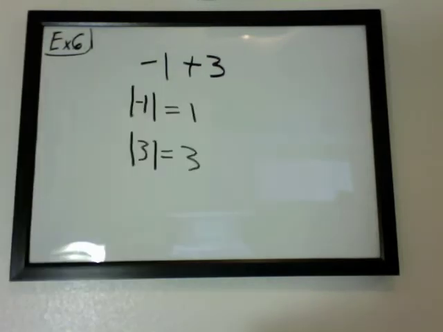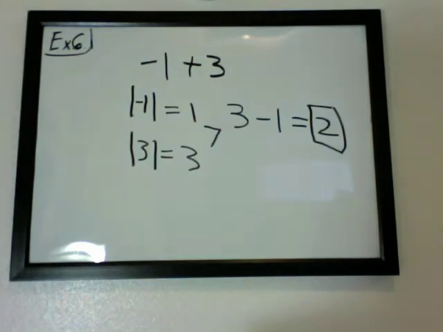Example number 6, what if you're adding a negative number to a positive number without using the number line? So we have negative 1 plus 3. Well, the same thing. You just take the absolute values of both numbers. Now this time, you're going to subtract the smaller number from the bigger number. Once you do that, you just do the subtraction. So 3 minus 1 is 2. So your answer will be 2.